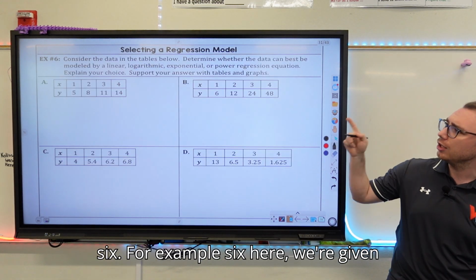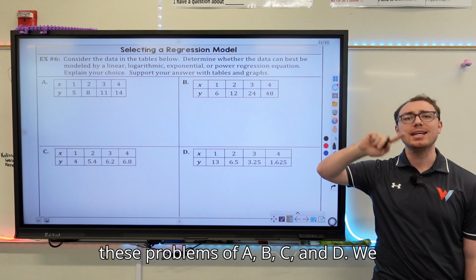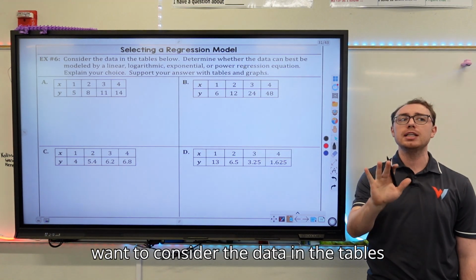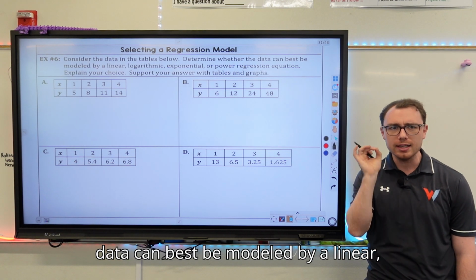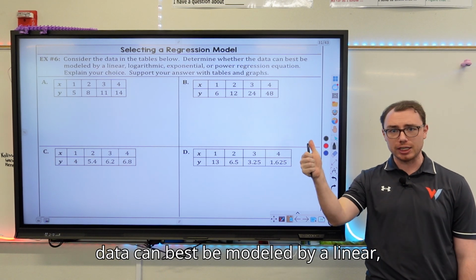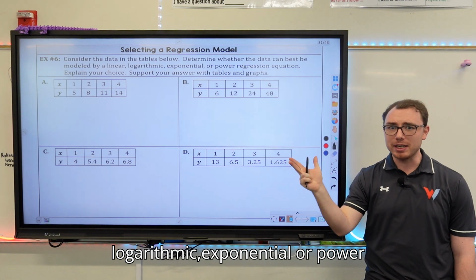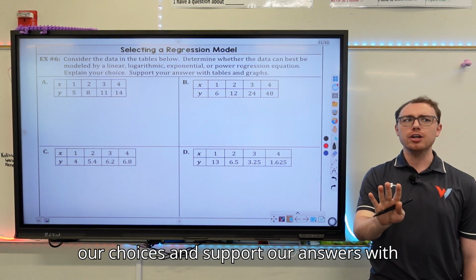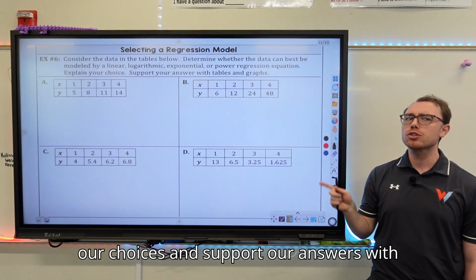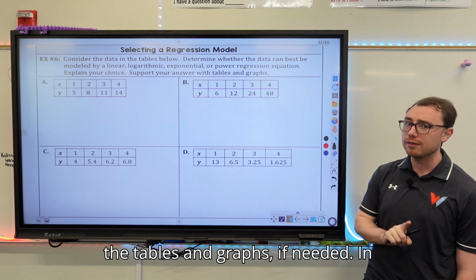However, the main thing I want to practice with you guys today is example 6. For example 6 here, we're given these problems of A, B, C, and D, where we want to consider the data in the tables below. We want to determine whether the data can best be modeled by a linear, logarithmic, exponential, or power regression equation. We want to explain our choices and support our answers with the tables and graphs if needed.